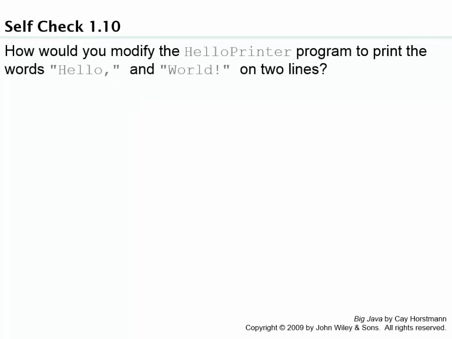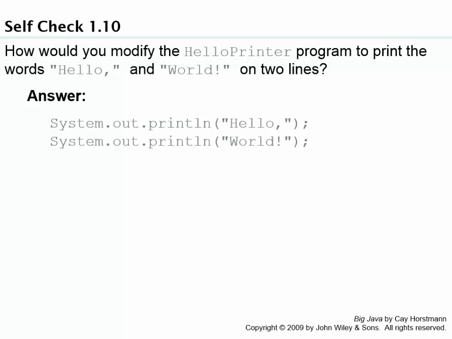So here's some self-checks. How would you modify the hello printer program to print the words hello, comma, and then world on 2 lines? What you could do is split these strings up and call println twice. I think that's what they're saying, yeah. If you want them on 2 separate lines, you would just call system.out.println twice. Println means print this and then go to the next line.